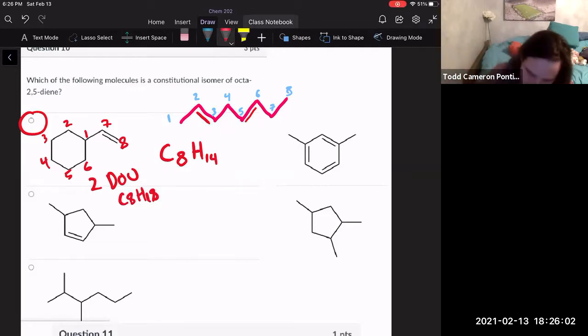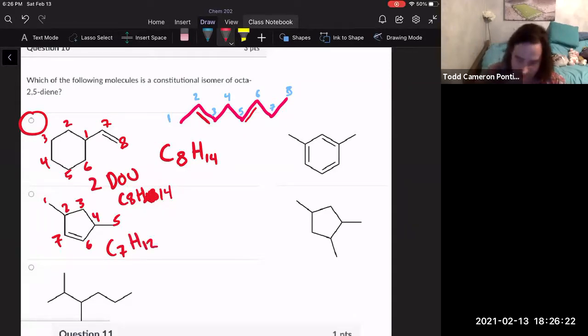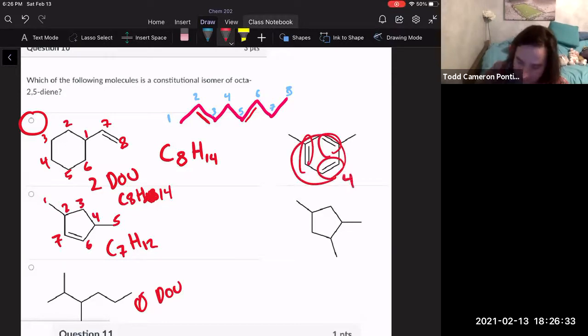So if we look at the other ones, this one has 1, 2, 3, 4, 5, 6, 7 carbons. So 7 carbons and 2 degrees of unsaturation, which would be C7. Oops, I wrote C7H18 up here, meant H14. So this would be C7H12, doesn't match. And then the other ones don't have the right numbers of degrees of unsaturation. This one has 0 degrees of unsaturation. This one has 1, 2, 3, and then the ring. This one has 4 degrees of unsaturation. That's way too many degrees of unsaturation. And this one only has 1. Again, you can also just calculate the formula if you want to. That works perfectly fine as well.